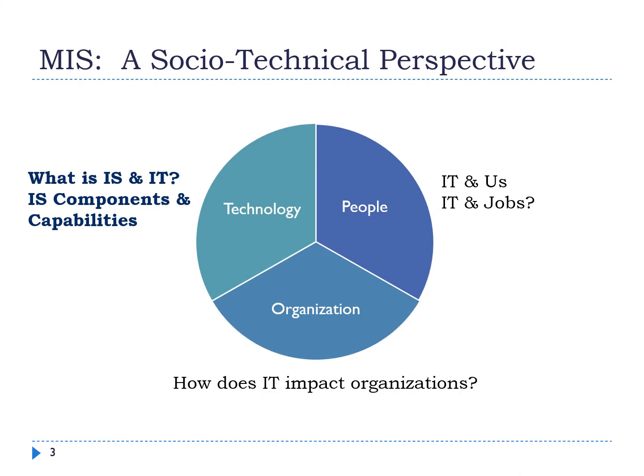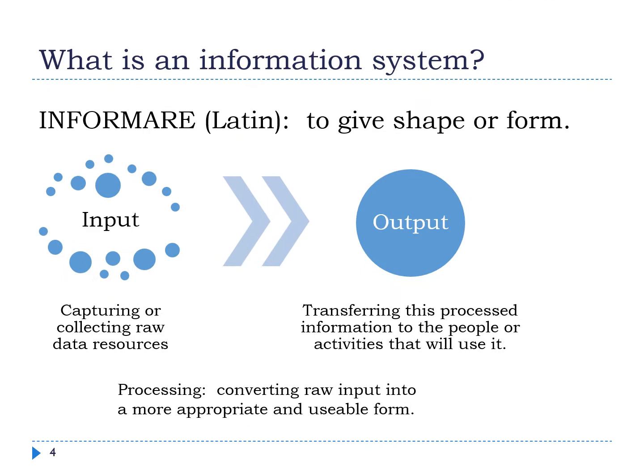First, let's take a look at what is information systems and what is information technology, and what are the main information systems components and capabilities. In Latin, information is called informare, which means to give shape or form. Basically, information systems help us to convert the input into the output.